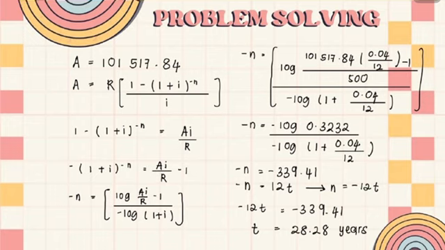So, the question asks us to find T. So, negative N equal to M multiplied by T. N is negative 339.41, M is 12, and the final answer will be 28.28 years.